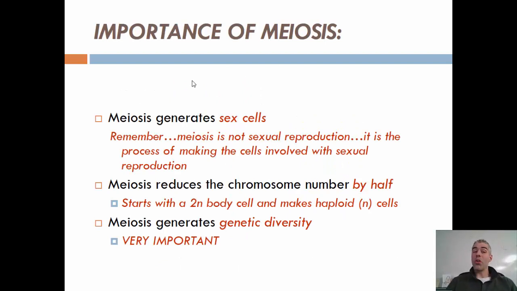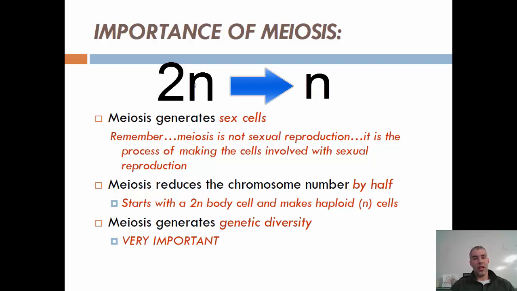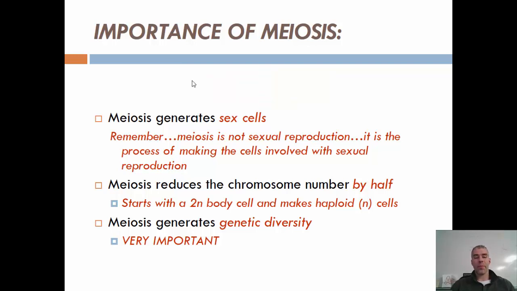So, as we said before, meiosis generates sperm and eggs, called sex cells. The process of meiosis itself is not sexual reproduction. It's the process of making the cells that we will use in sexual reproduction. The goal of it is to reduce chromosome number by half. So if we start with 2N cells in our body, we're trying to make N cells in meiosis.